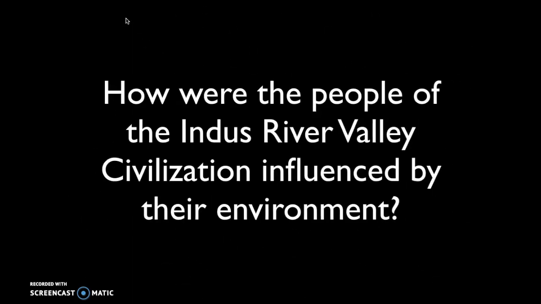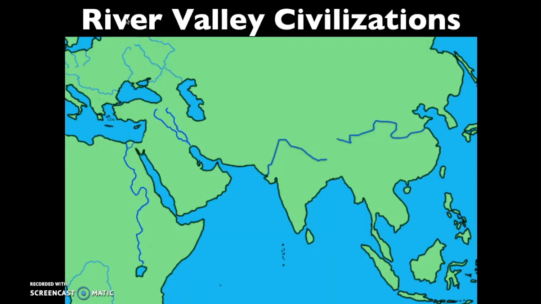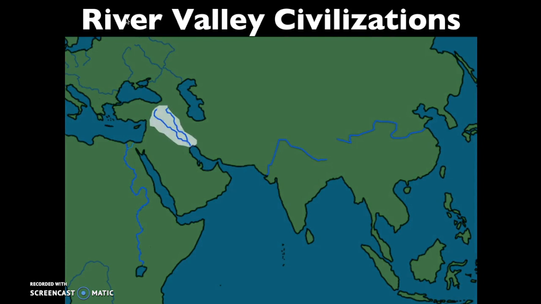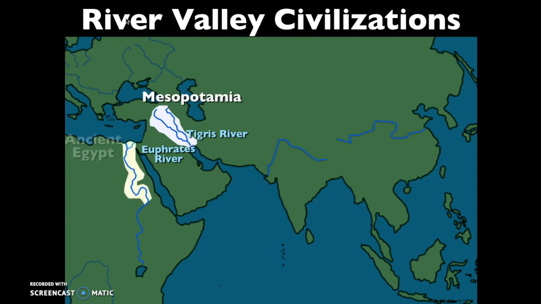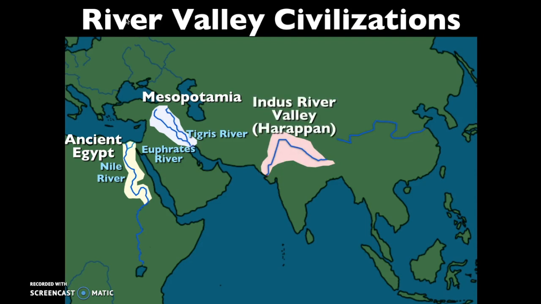So turning to that first question, how were the people of the Indus River Valley civilization influenced by their environment? It's important to remember the role that rivers played in the formation of these first civilizations. For example, we talked about Mesopotamia and the importance of the Tigris and Euphrates Rivers. In Egypt, the importance of the Nile River. And now we're focusing on the Indus River Valley civilization, which was centered along the banks of the Indus River.